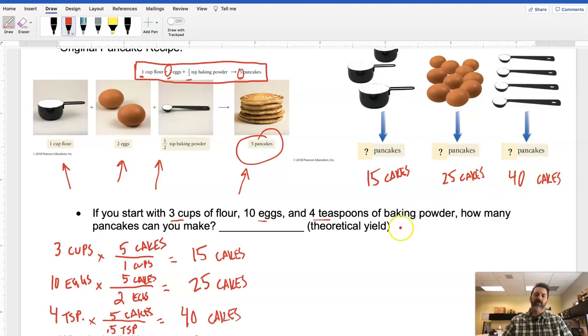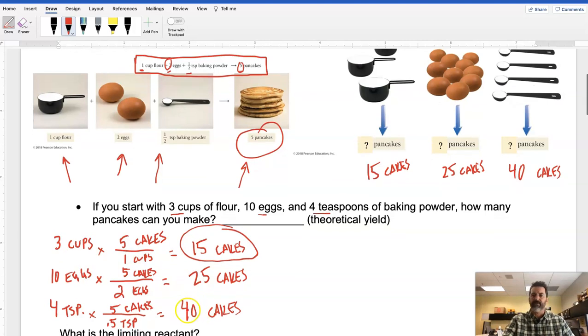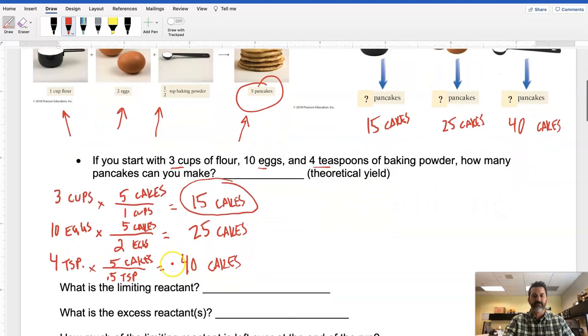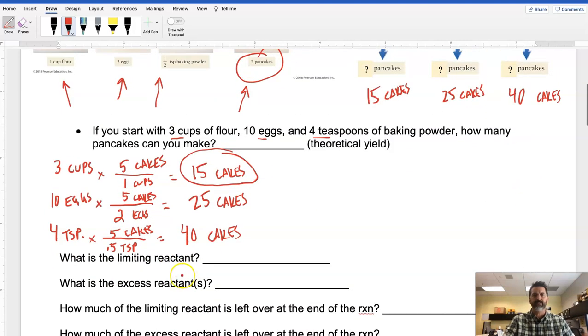Okay? Well, the question is, how many pancakes can I actually make with all of these ingredients? I can only make 15 pancakes because I run out of flour. I can't make 25 and I can't make 40 because I don't have enough ingredients. So how many pancakes can you make? You can make 15. Again, this is called our theoretical yield. In theory, according to our recipe, this is how much we can make.